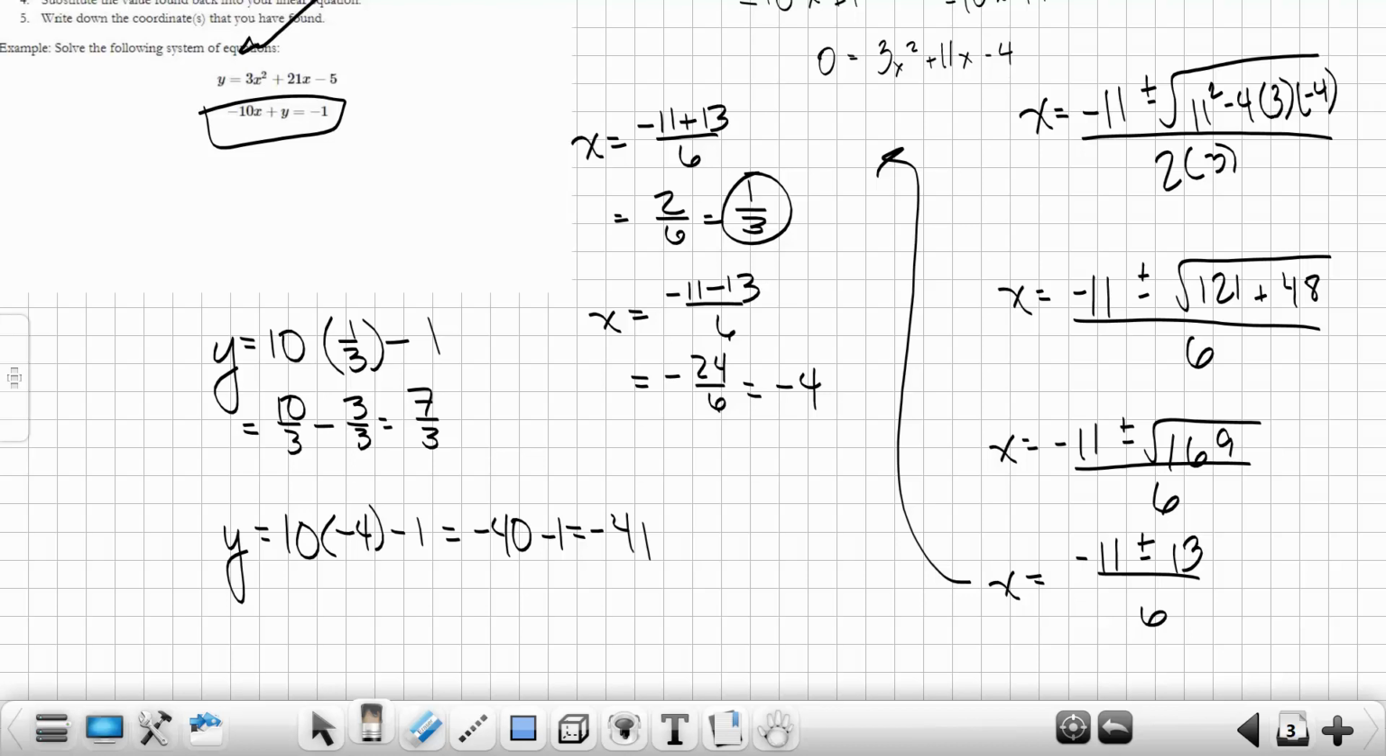One last minor step. I substituted my x values back into my original line equation. Got my y values. Please list the coordinates as the final solution. So we've got 1/3, comma 7/3, and we have negative 4, comma negative 41.